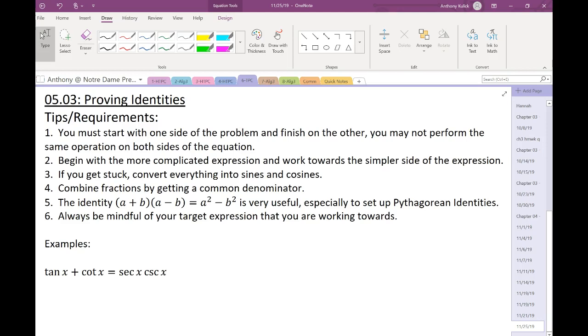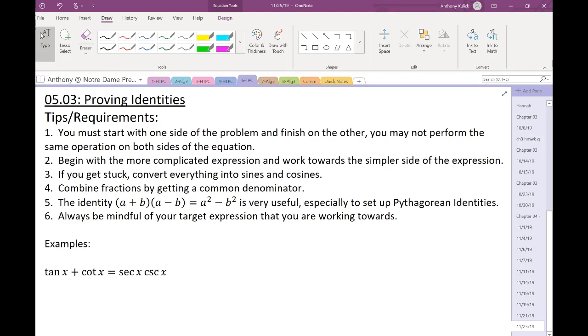Typically, you're going to want to begin with the more complicated expression and work towards the simpler expression. Do you have to do it that way? No. You can go either direction, complicated to simple or simple to complicated. In general, though, most of us do better simplifying and canceling things down than building things out and making it more complicated, but there's no reason that you couldn't work from the other side.